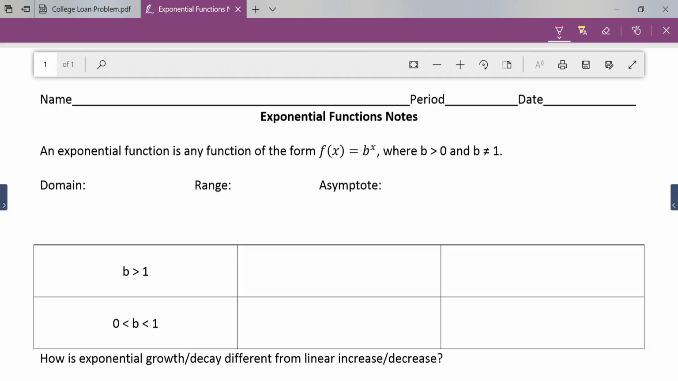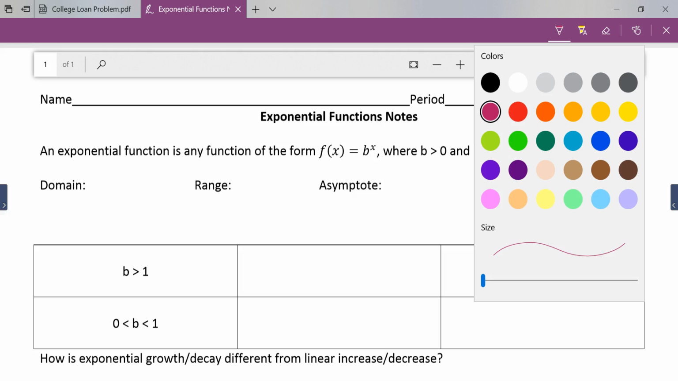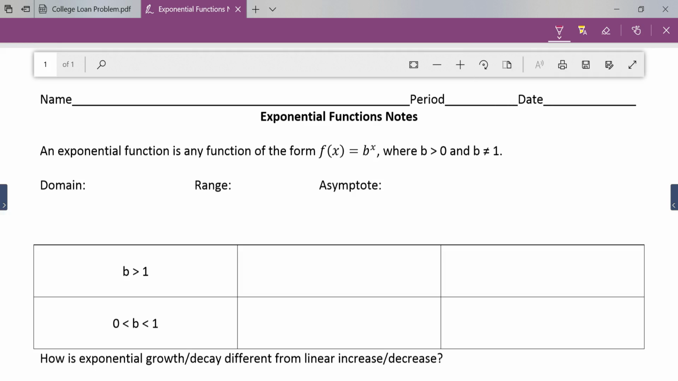Good afternoon, class. So these video notes are going to be over exponential functions. An exponential function is just any function of the form f of x equals b to the x, where b is greater than 0 and b does not equal 1.